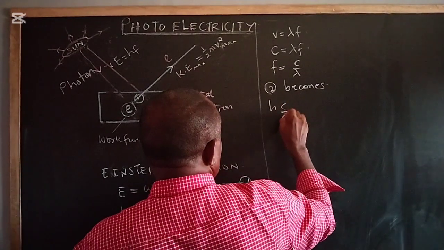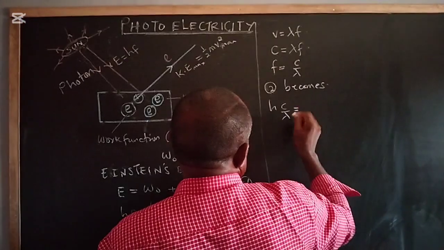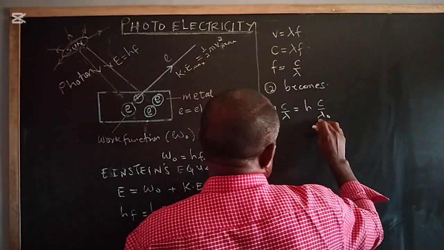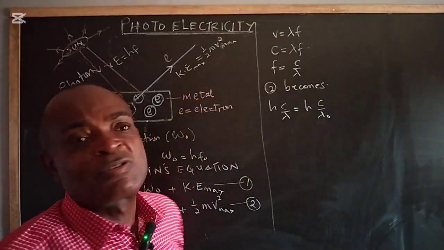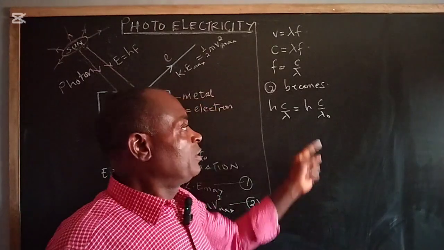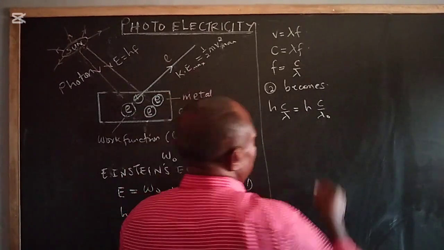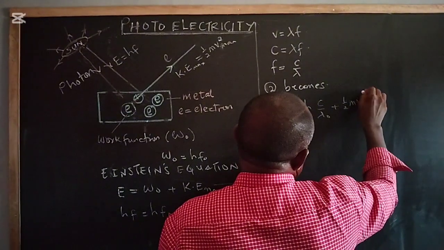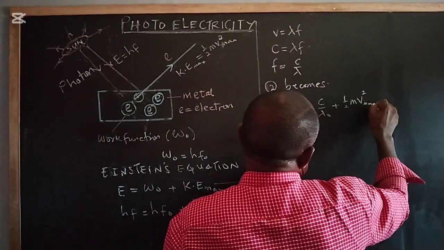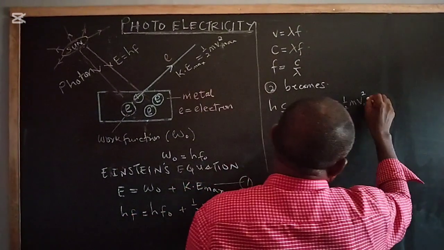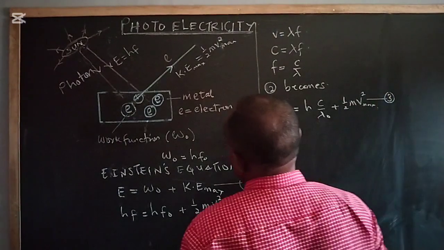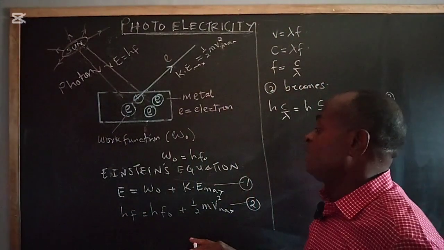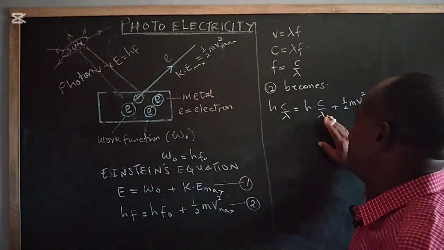h times c over lambda, and then we have h times c over lambda 0, where lambda 0 is actually the threshold wavelength of radiation. So this is going to be plus half mv squared, where the velocity is maximum. We can call this one the third equation. Now, these are the three respective equations of Einstein as regards photoelectricity.